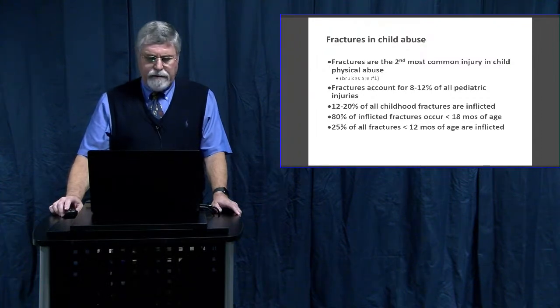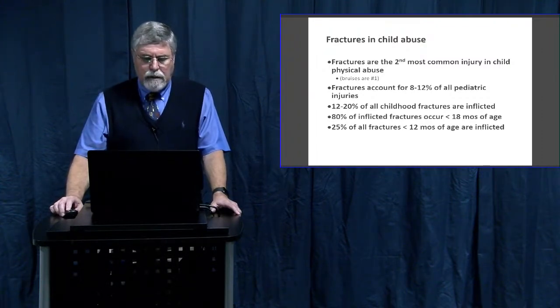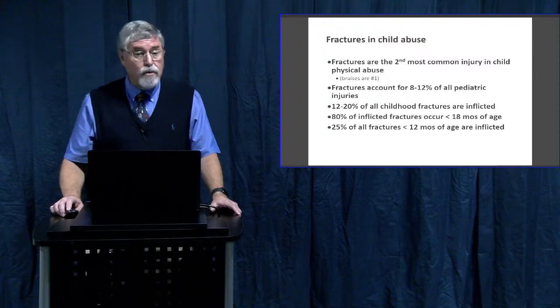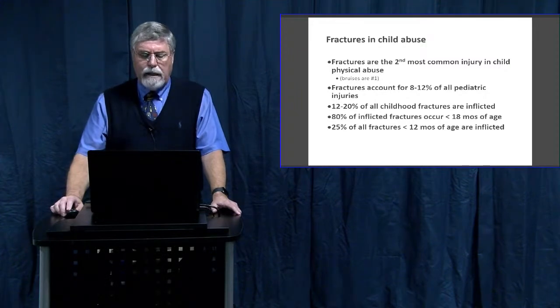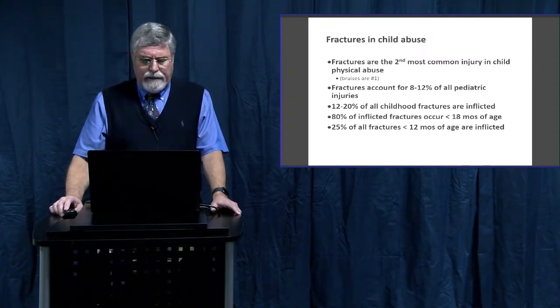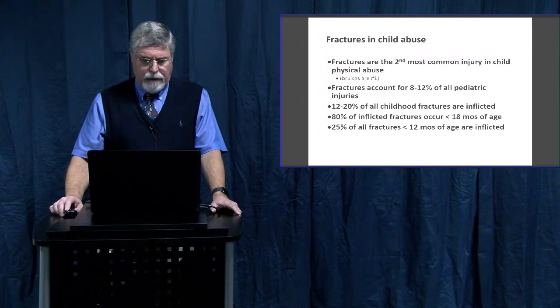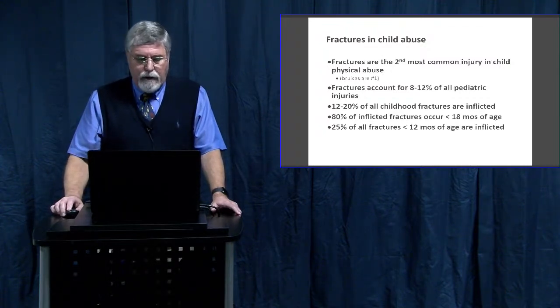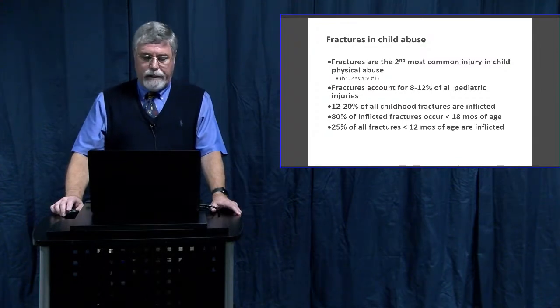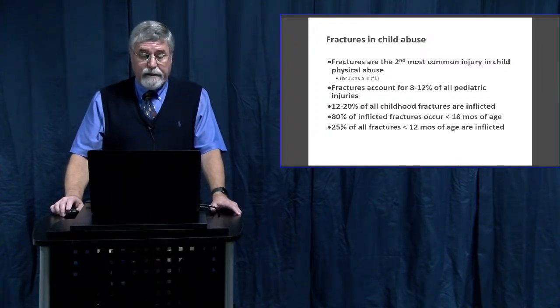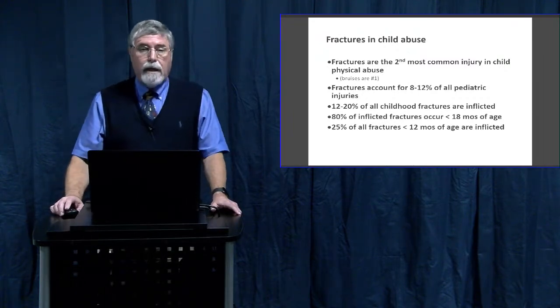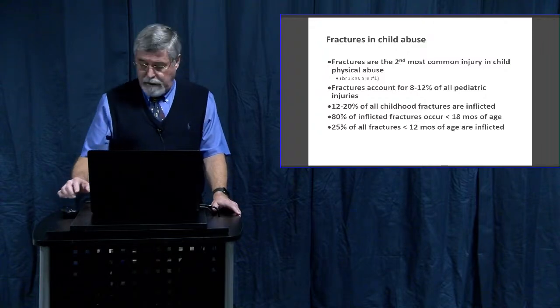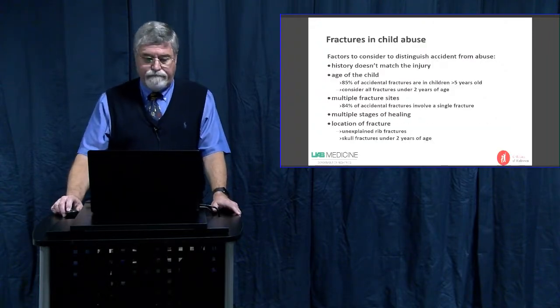Most of the fractures that are accidental are usually in school-age children. They have to be big enough to climb and move fast enough and ride bikes to get injuries. Roughly about 10% of all pediatric injuries are fractures, and roughly about 15% of those are inflicted, particularly in the younger kids. So most of your inflicted injuries, the child abuse injuries that are broken bones, are under 18 months of age, and about 1/4 of the fractures under a year of age are inflicted.